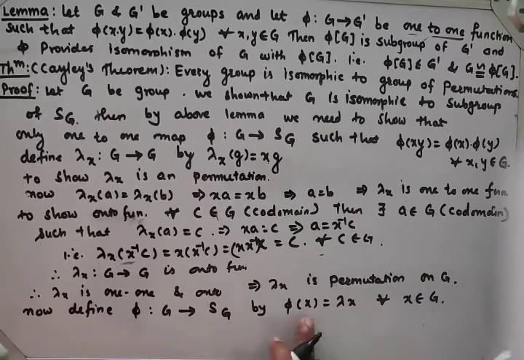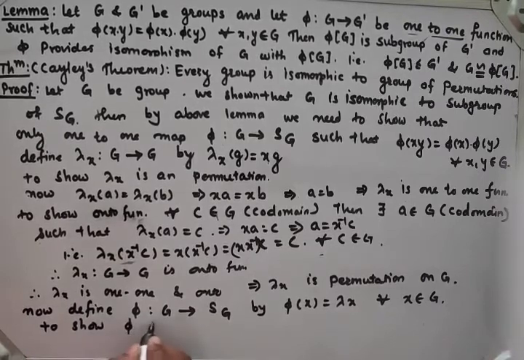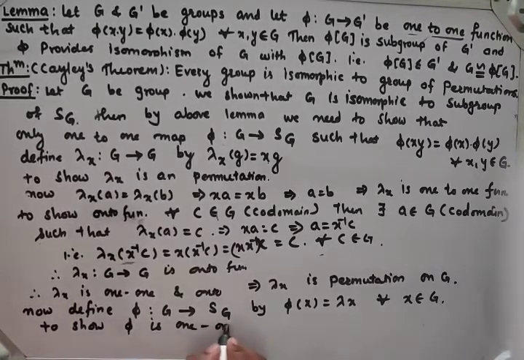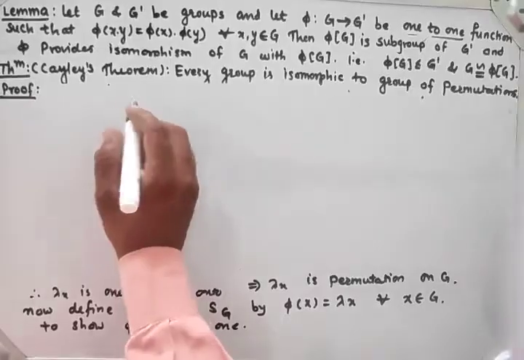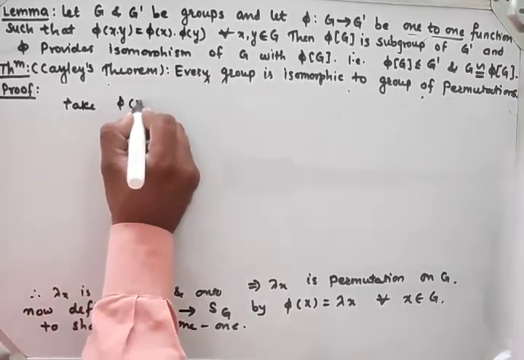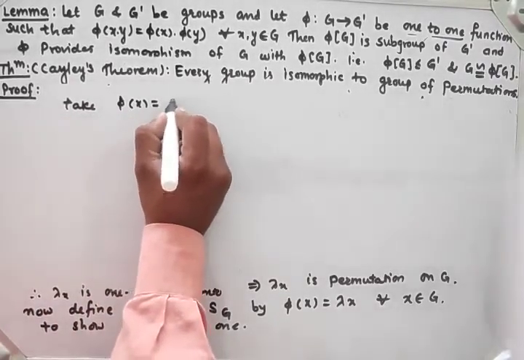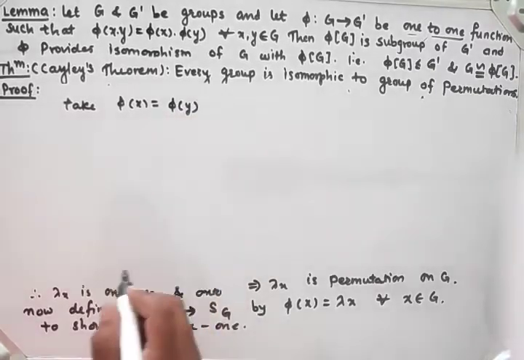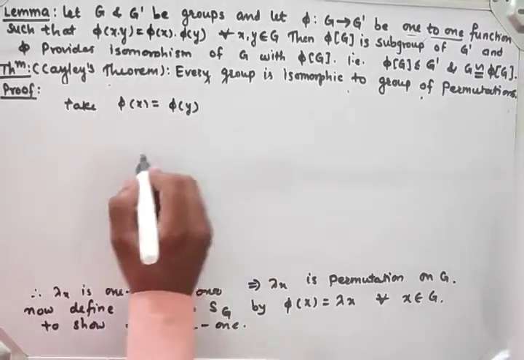So to show phi is a one-one function. For a one-one function, let's take two functions phi of x and phi of y equal, then finally show that x is equal to y. Take phi of x is equal to phi of y, then what will we get?